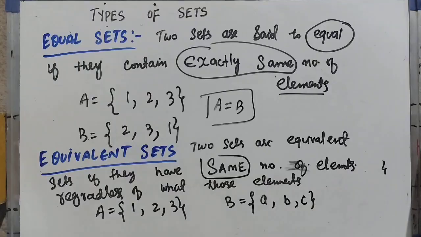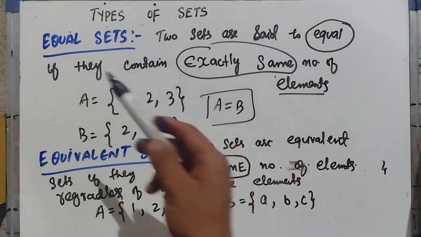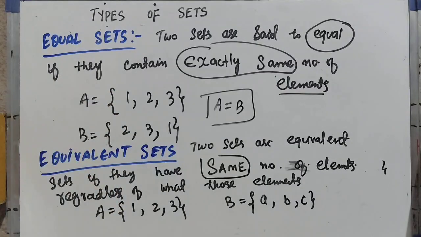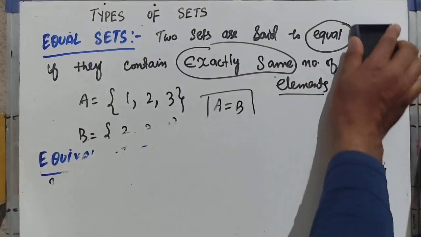I am saying that A and B are equivalent sets because they have the same number of elements, and we do not care about what those elements are. Unlike in the case of equal sets, where the number of elements should be equal and the elements should be the same. So let me write this out.